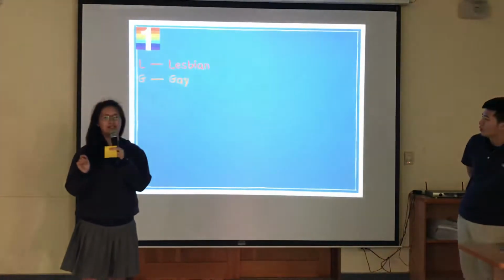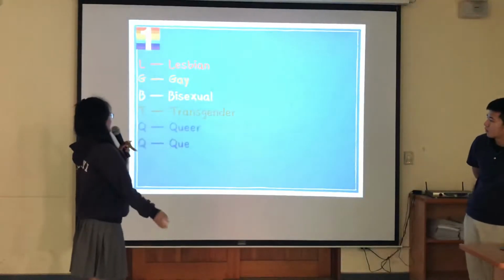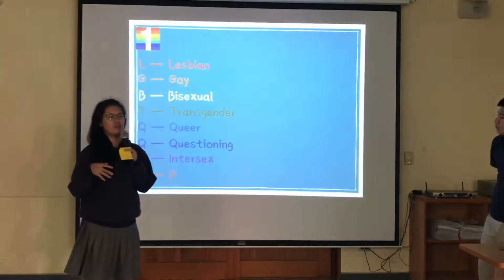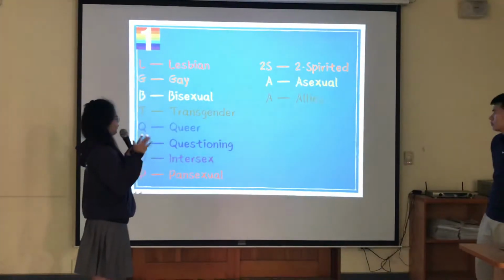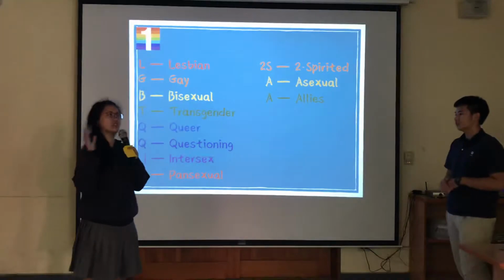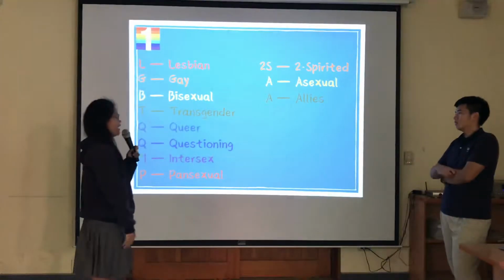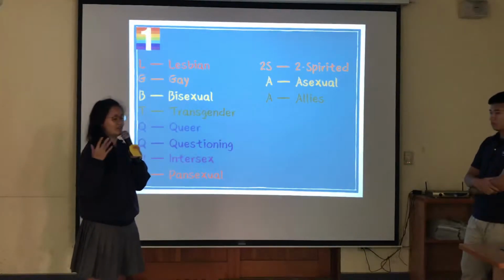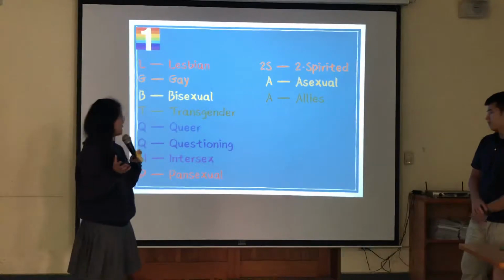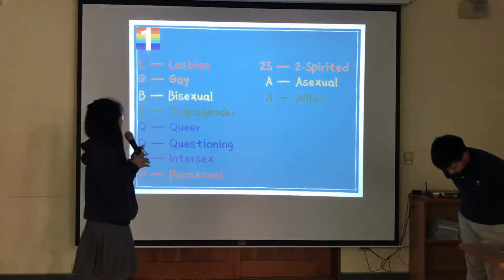L means lesbian, which is a girl who falls in love with a girl. G represents gay, which is a boy who falls in love with a boy. B means bisexual, which is a girl or boy who falls in love with he or she, girl or boy. T means transgender, which is he or she born in the wrong body, having the wrong physical sex. So he or she wants to do the surgery to change the physical sex.